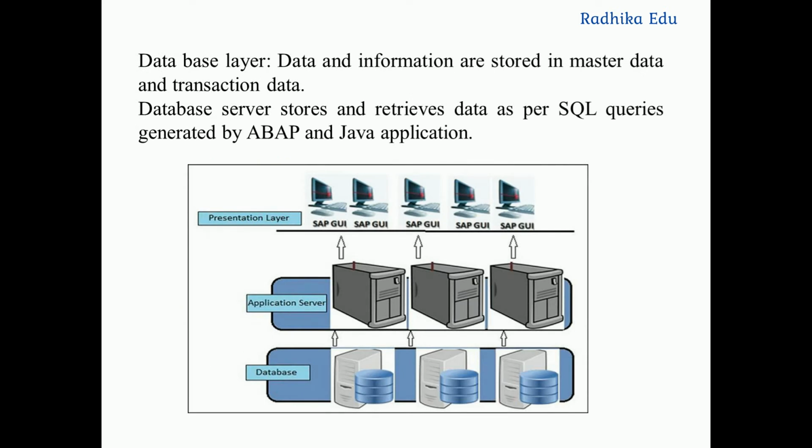Database layer. Data and information are stored in master data and transaction data. Database server stores and retrieves data as per SQL queries generated by ABAP and Java application. The below diagram shows the presentation layer, application layer and database layer.